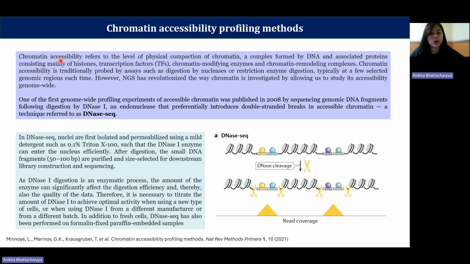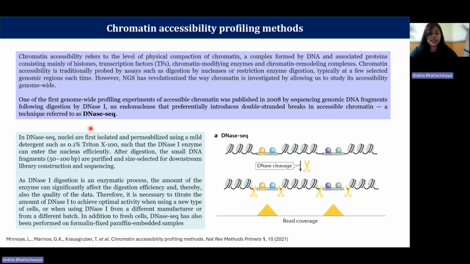So traditionally, it is probed by assays that involve nucleases, mostly DNase, which is an enzyme that digests DNA, or using restriction enzymes, which typically are able to work at a few selected genomic regions every time. And one of the first methods or experimental strategies that was used to understand chromatin accessibility was published using DNase 1 digestion, and the technique is referred to as DNase-seq.